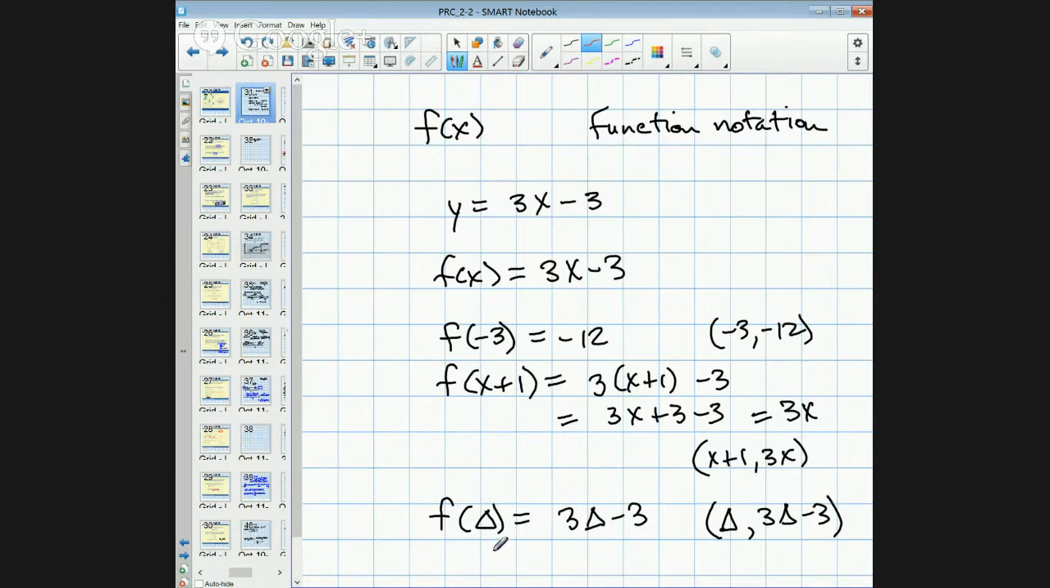What's f of triangle? Plug it in for x, 3 times triangle minus 3. What's the ordered pair? You plug in a triangle, what comes out? 3 triangle minus 3. Okay.